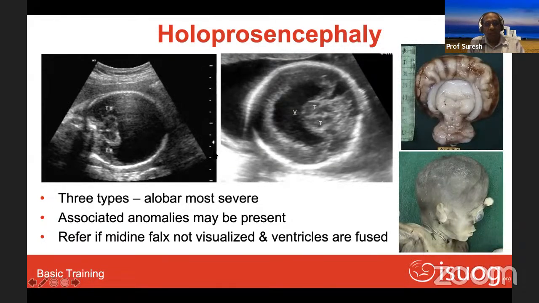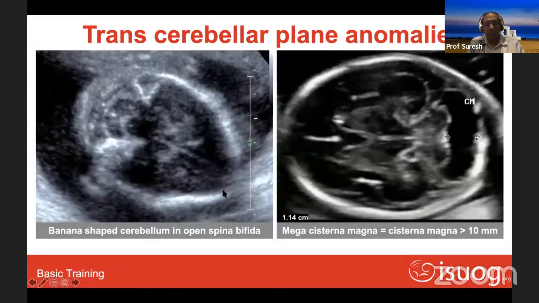Out of which the alobar type is what is being shown here, and it is the most severe type. Associated midline abnormalities are present, and also the association is trisomy 13. You need to refer the patient if the midline falx is not visualized and the ventricles are fused.